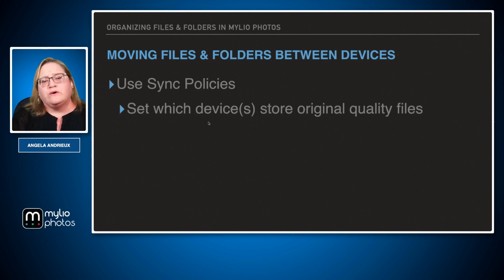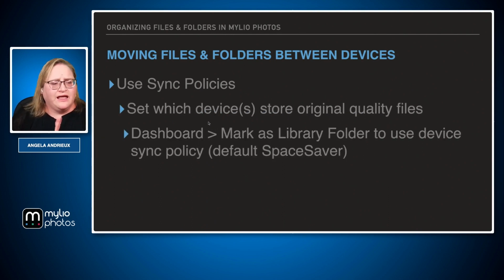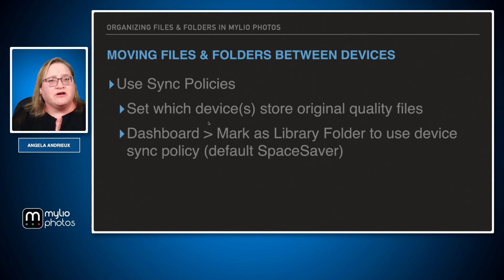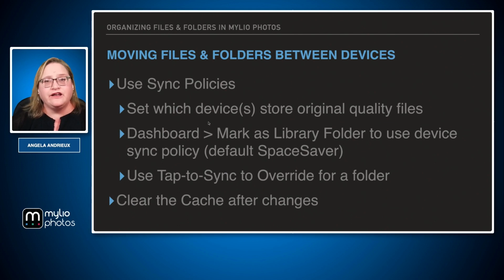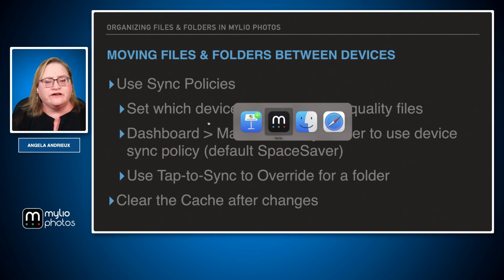So you can choose which devices store original quality files, and you can use that mark as a library folder to go ahead and make that part of the space saver default. You can use tap to sync that I just showed you. And what you want to do once you make a change like this is to clear the cache. So you might not immediately notice a change to your storage space after making one of these changes. That's because if Mylio has enough space, or within what space it's allowed to use, if that isn't maxed, Mylio is just going to leave it alone. So if you want to free up that space, that's when you need to go in and clear the cache.